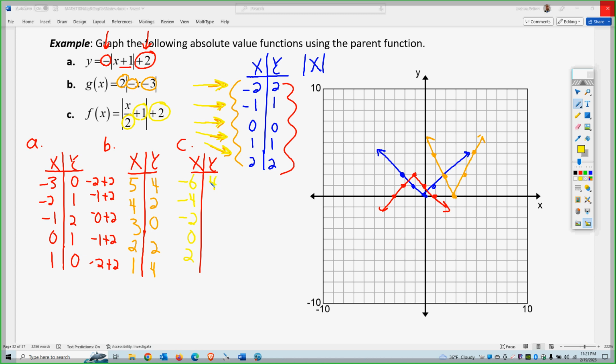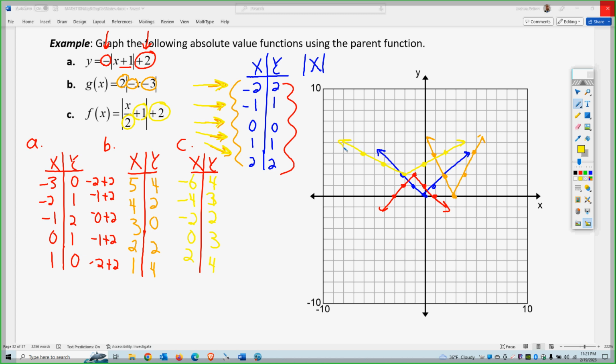So I get 4, 3, 2, 3, and 4. Okay, so -6, 4; then -4, 3; then -2, 2; then 0, 3; then 2, 4. And there we go.